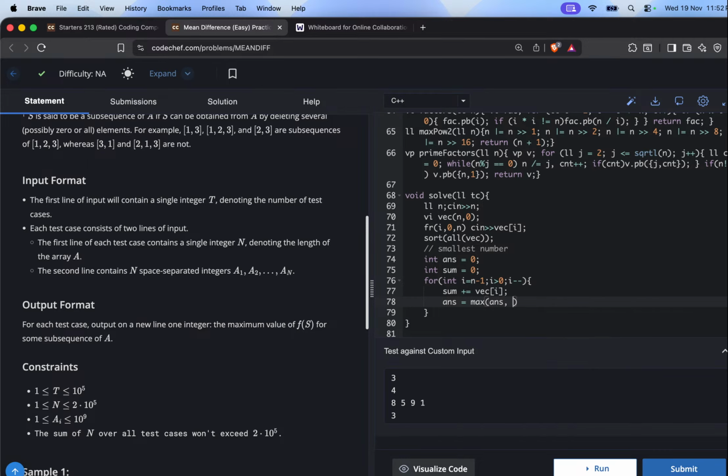Now, what is the answer considering the subarray from I to n and the first number? It is equal to the absolute value of the first number minus the average. What is the average? The suffix sum plus the first number divided by the size. The size is n minus I plus 1. N minus I for the suffix and 1 extra for the first number.